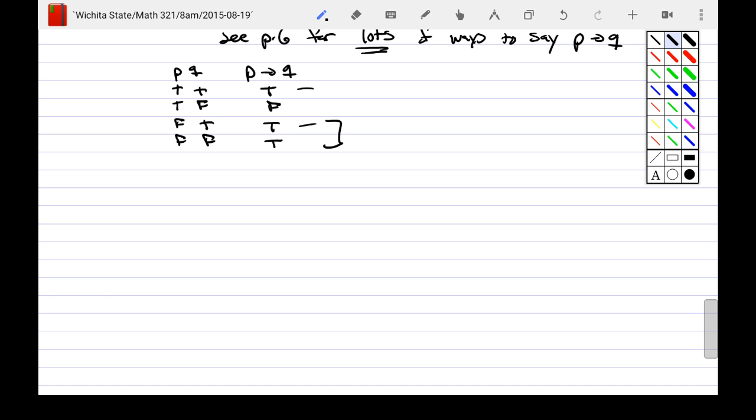What is the one special row here? Row 2. True implies false is false. Everything else is true. You only have to worry about true implies false. That's false. Everybody else is a true statement.